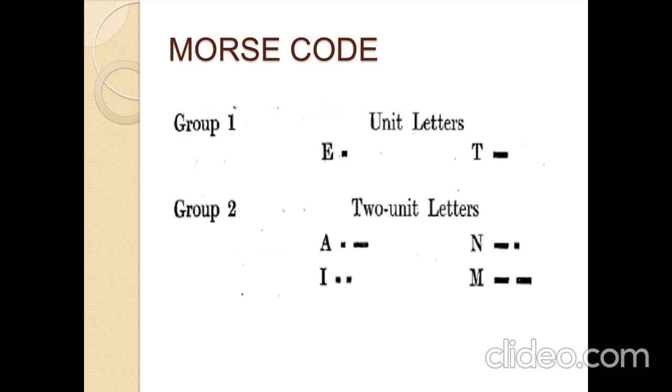Now let us move on to the second method. This is the group method. That is 1 unique letters, 2 unique letters, 3 unique letters, 4 unique letters. These are the different methods to remember easily. Now first we see the 1 unique letter. E and T. For E, did. For T, da. 2 unique letters. For A, did da. For N, da did. I, did did. For M, da da.